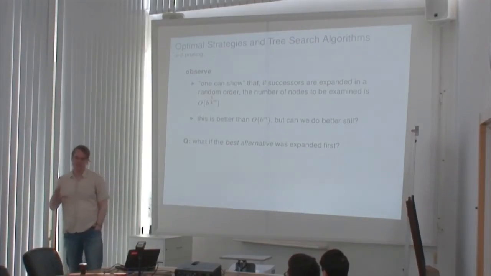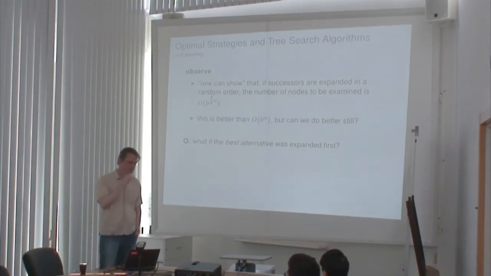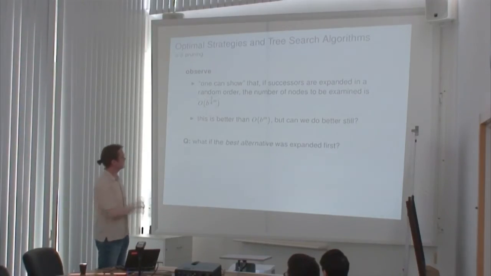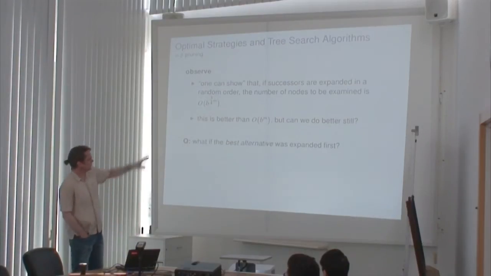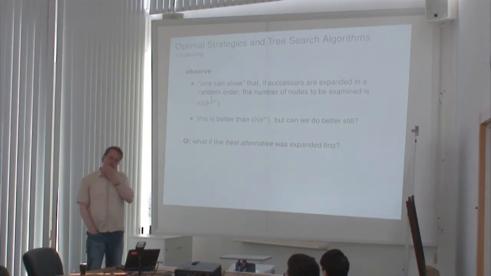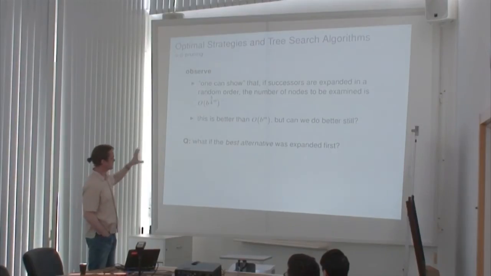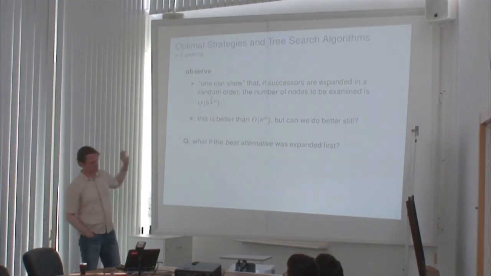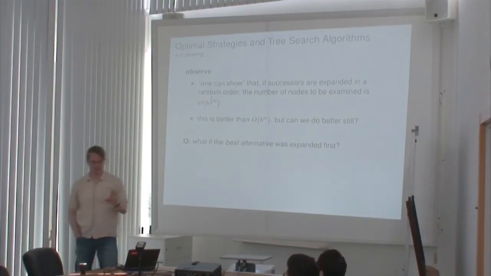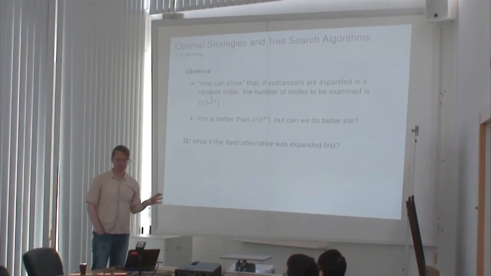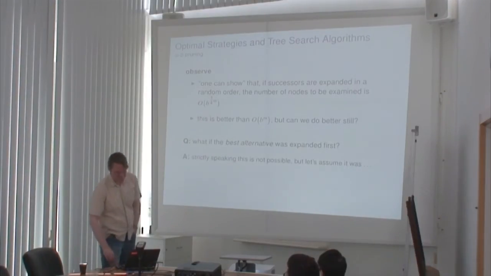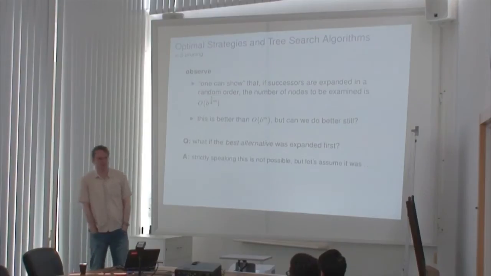That leads us to the question, well, okay, it depends on the order, right? With random ordering, we can do better than O of b raised to the m. So what if the successor states of a node we are currently examining were ordered so that the best alternative is expanded first? And this is, of course, impossible.